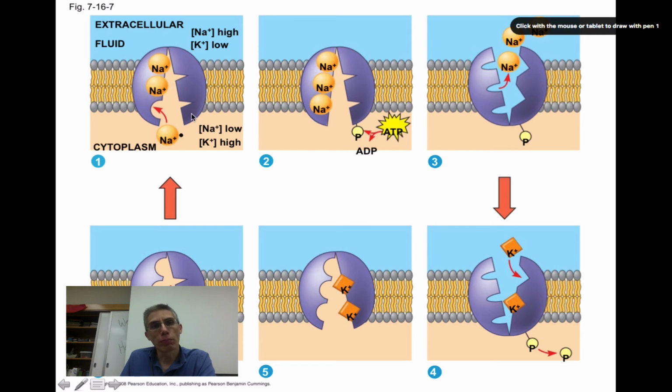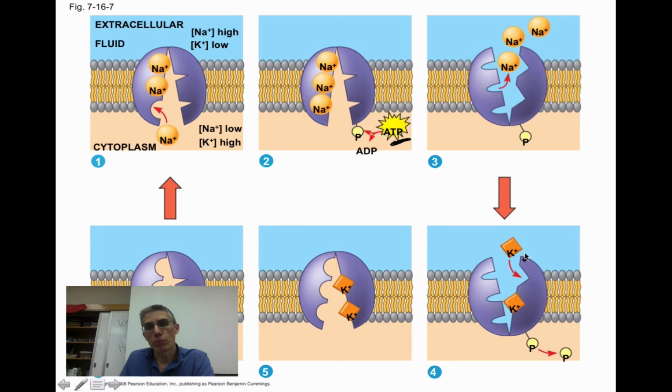This purple blob that you see right here is the protein. That's the protein that's going to help get these sodium ions across the membrane. But again, because sodium is in such a high concentration on the outside, we're going to need to use a little bit of energy in the form of ATP to push those sodium ions out of the cell.